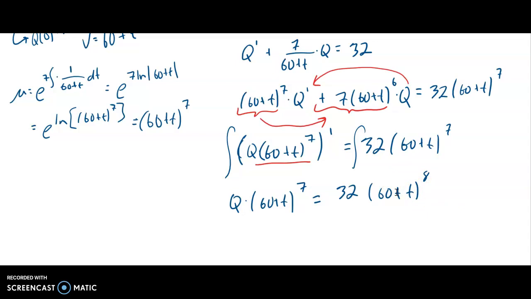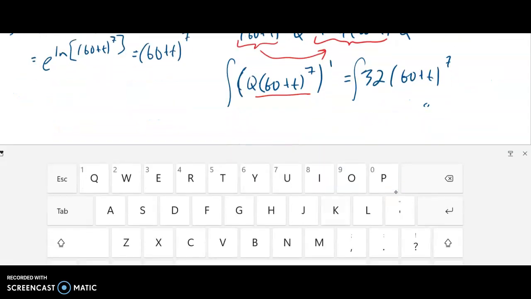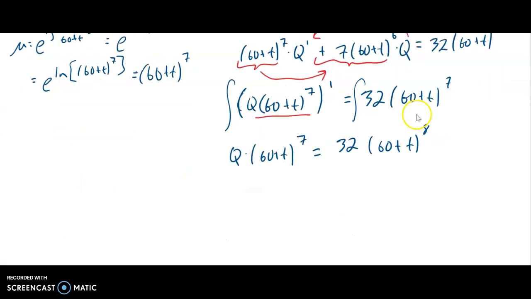I don't have to do that here because I just got a t. But what I do need to do here is divide by 8, because that's what we do with the power rule. So what does that give me? Oh, and don't forget your plus c. This gives me q times (60 plus t)^7 is equal to 32 divided by 8, which is 4. That's nice that that works out. 4 times (60 plus t)^8.